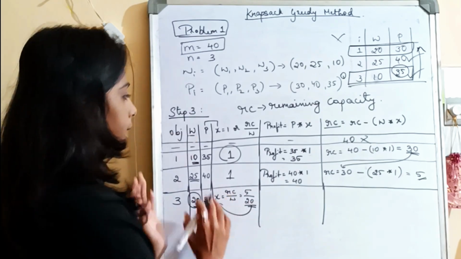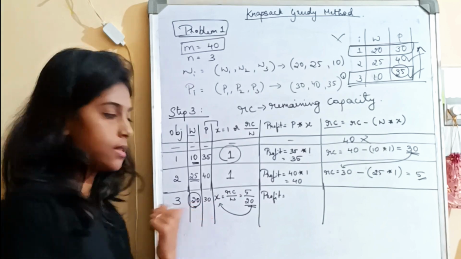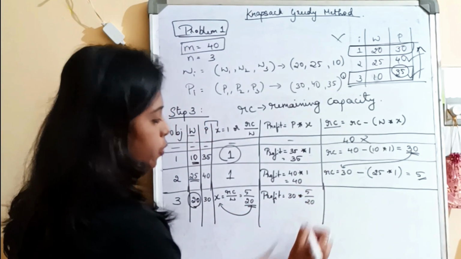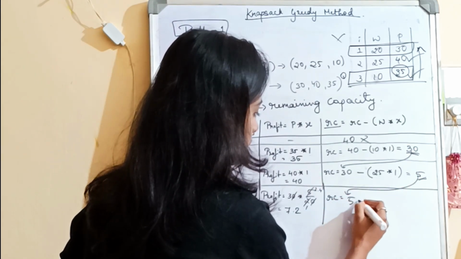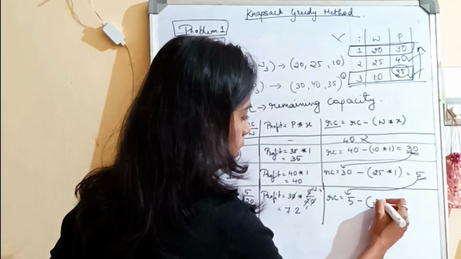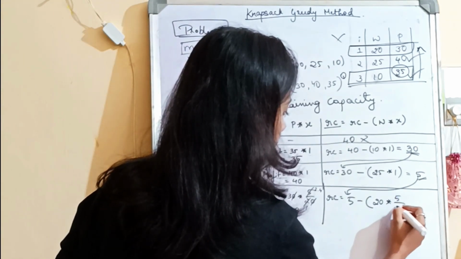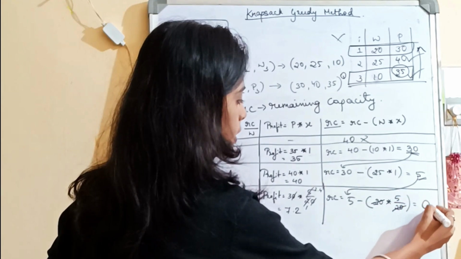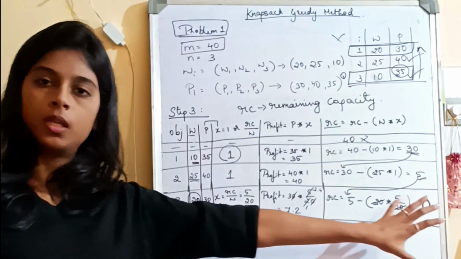My weight is 20. Next, coming to the profit. So what is the profit here? 30 is the profit into, what is X? 5 divided by 20. Next is RC. Now remaining capacity is equal to, take it here, 5 minus, what is the weight that I have for the object? 20 is the weight, into, what is X? X is 5 divided by 20, correct? So 20 gets cancelled. Remaining 5 minus 5 is 0. So the knapsack capacity has become 0.